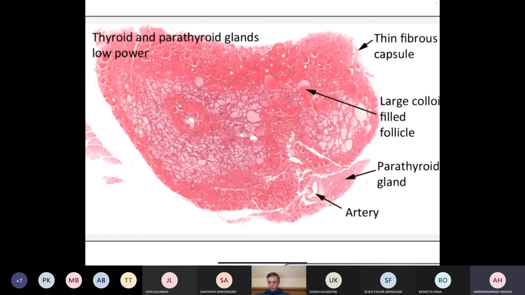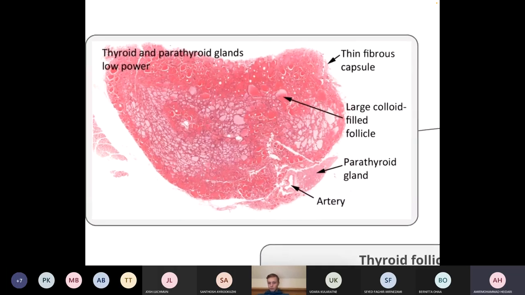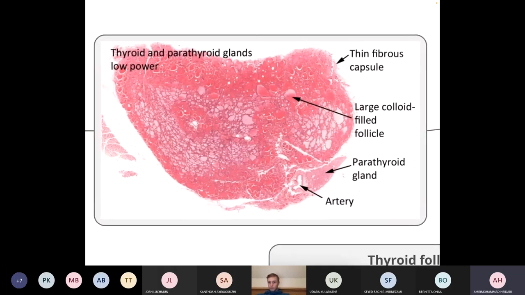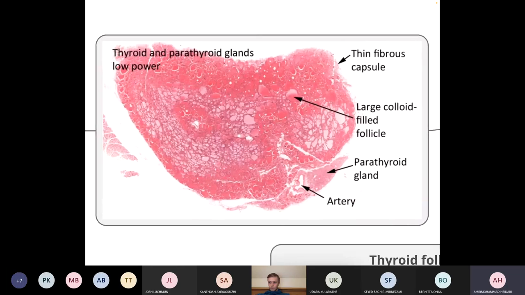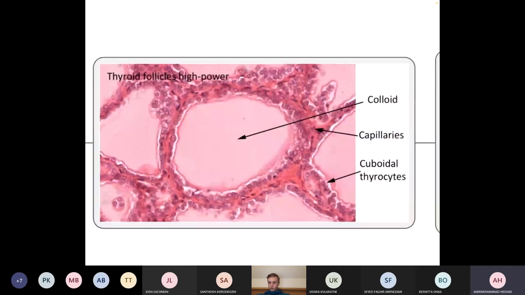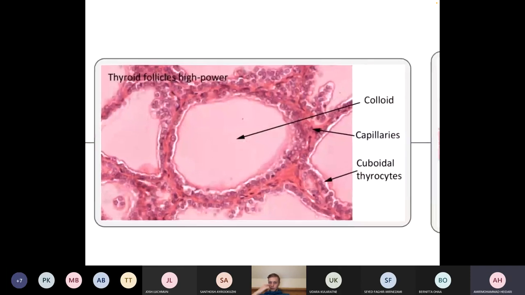This is H&E, the thyroid and the parathyroid. These two glands in this picture are stained in H&E. But for more advanced or different reasons, you would stain things with different stains, such as PAS, periodic acid Schiff. Here you can see the low magnification of the thyroid. Next picture, a higher magnification.